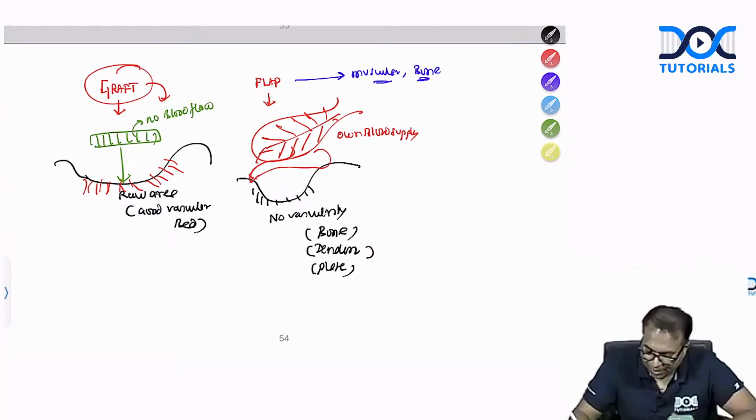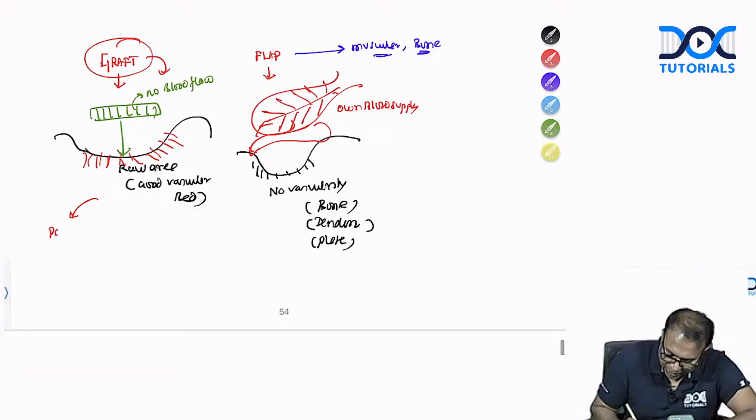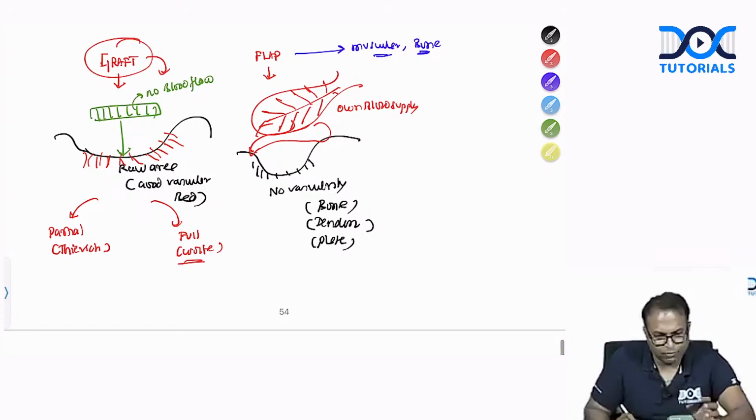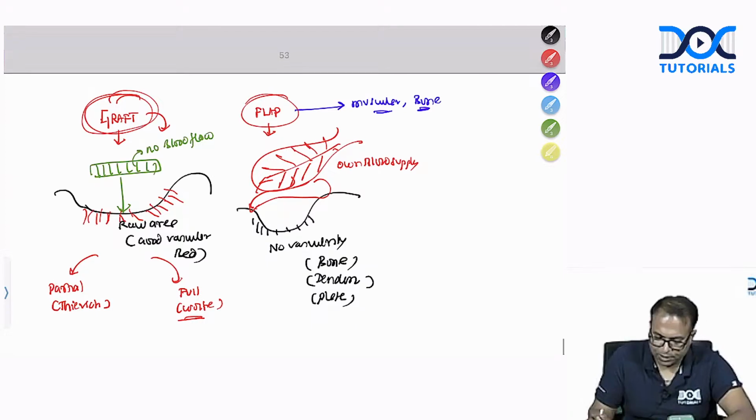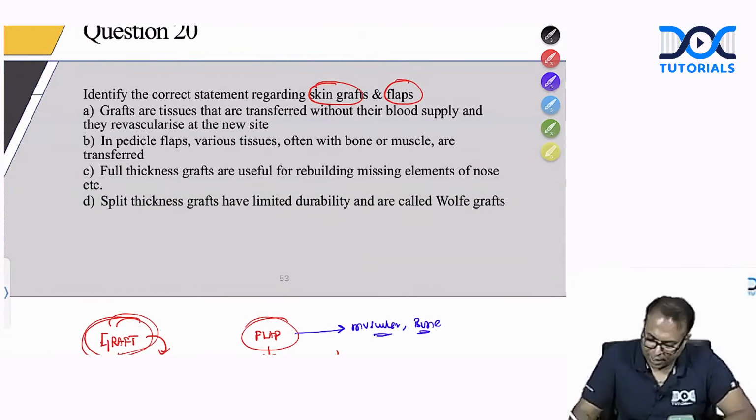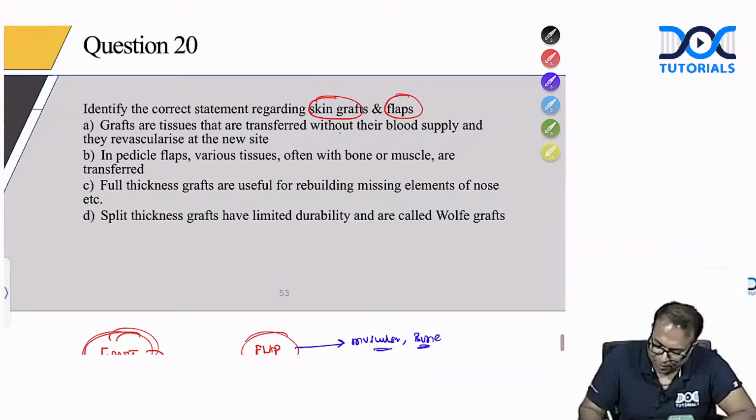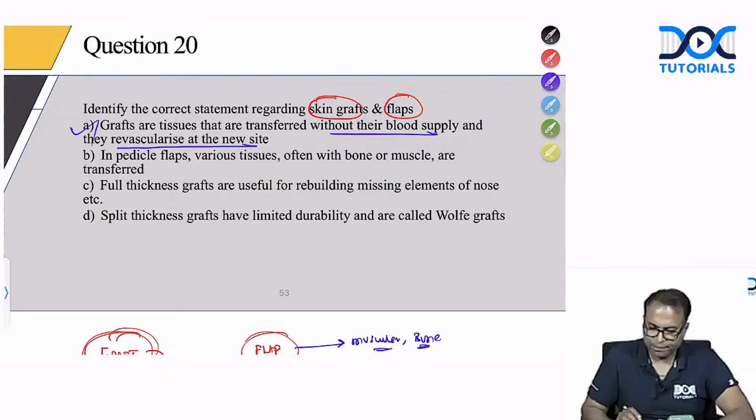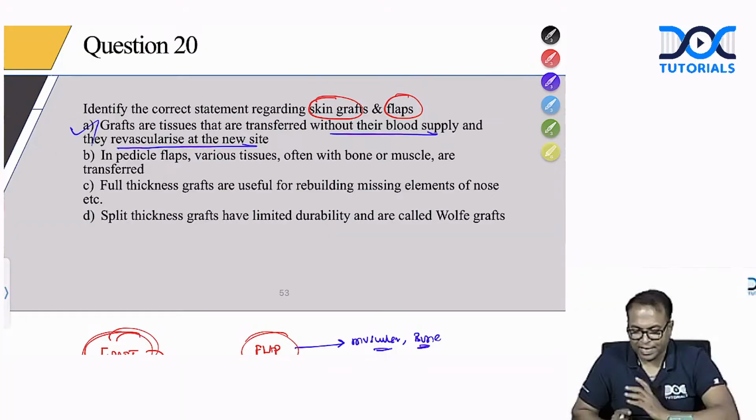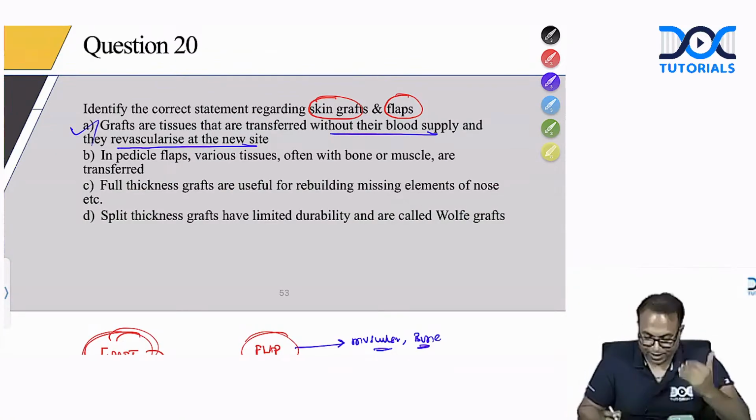Whereas graft is of two types. Partial thickness graft is a thin graft called Thiersch graft, whereas full thickness graft is a Wolfe graft. Please remember, there are two types of grafts available. So the answer for this question: grafts are tissues that are transferred without their blood supply and they revascularize at the new site. That is correct.